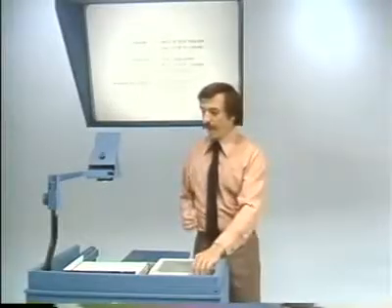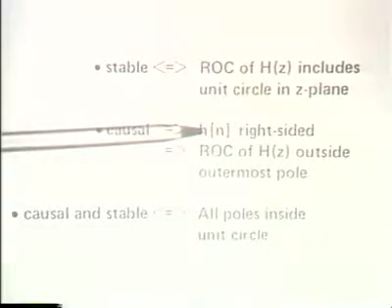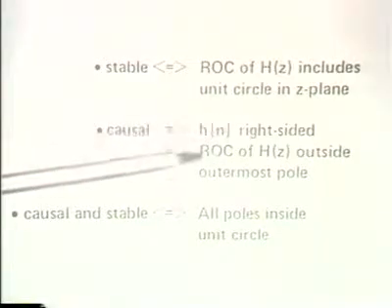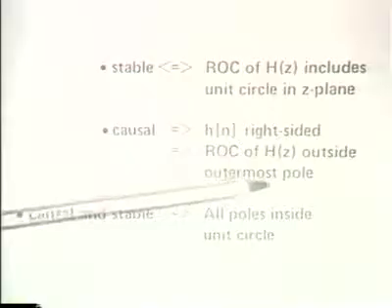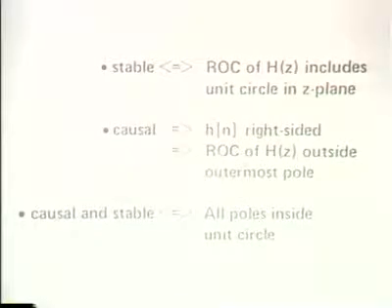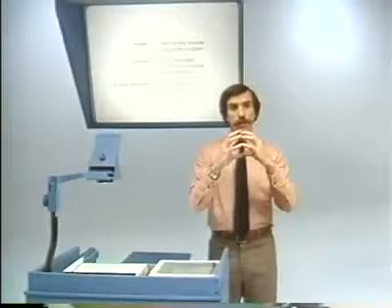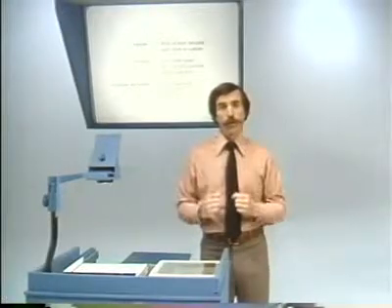And we can also relate causality to the region of convergence. In particular, we know that if a system is causal, then the impulse response is right-sided. For a sequence that's right-sided, the region of convergence of its z-transform must be outside the outermost pole. So for causality, the region of convergence of the system function must be outside the outermost pole. For stability, the region of convergence must include the unit circle.